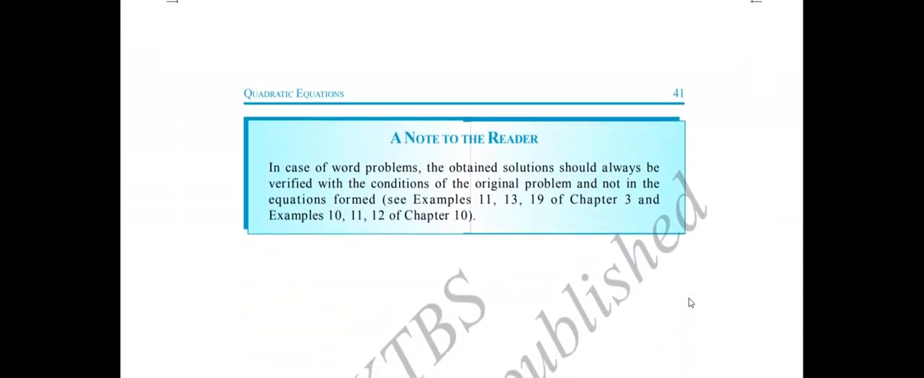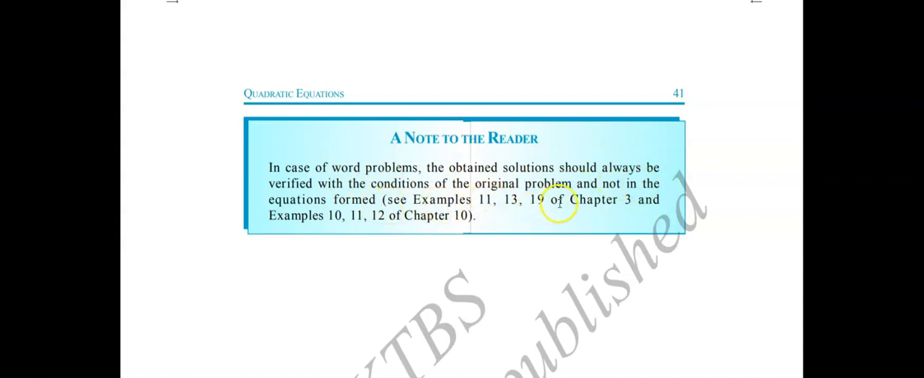Important marks. Now, again you can see a note to the reader, in case of word problems, that is what I said to you, situational based problems of day to day life. Can you see this? Day to day activities. They have already suggested that in case the examiner is going to ask you a question based on word problems, he has given the hint here. What is that hint? The obtained solution should always be verified with the conditions of the original problem. Understood? And not in the equations form.